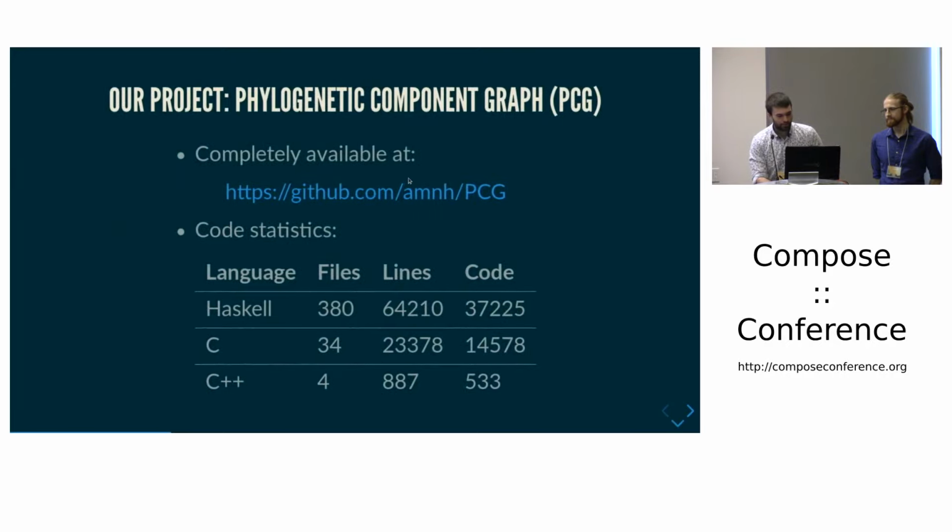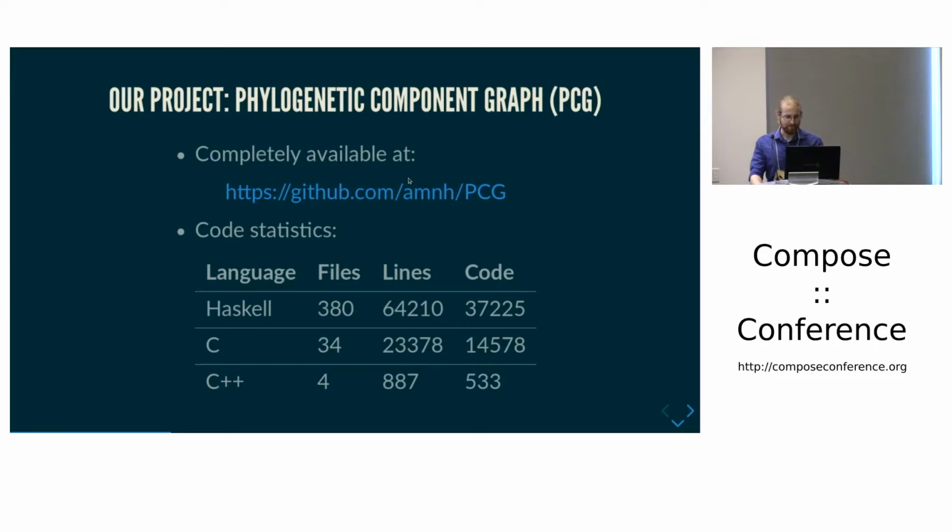Now we're going to talk about the overview of our project, and Alex is going to talk about it. Thank you, Callan. So our software project is called Phylogenetic Component Graphs. It is freely available online. You can just go on GitHub, clone this if you want. I'll just give a brief overview.